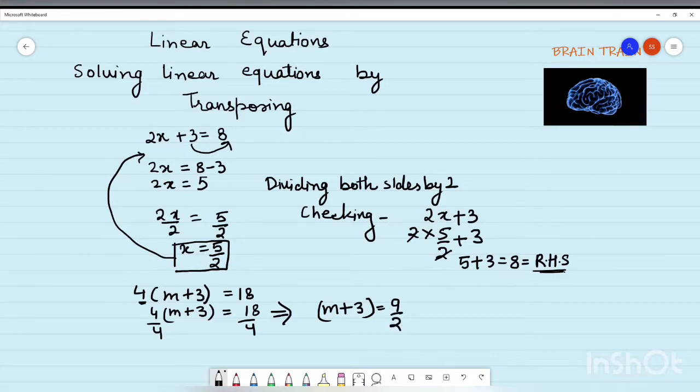Now we'll transpose 3 from this side to this side. So m is equal to 9 by 2. What we'll do? We'll change the sign of 3 from plus to minus. Minus 3. That is 9 by 2 minus 6 by 2. This is how we subtract two fractions. We'll make them like terms and then we'll subtract them. It will be 3 by 2. So the value of m will be m is equal to 3 by 2. This will be the answer.